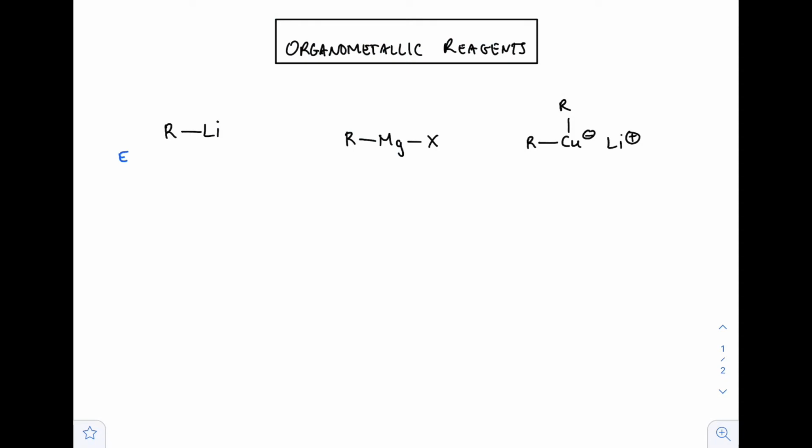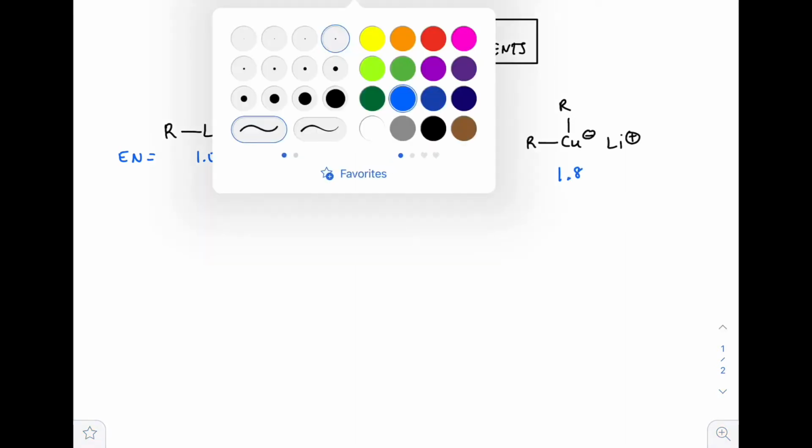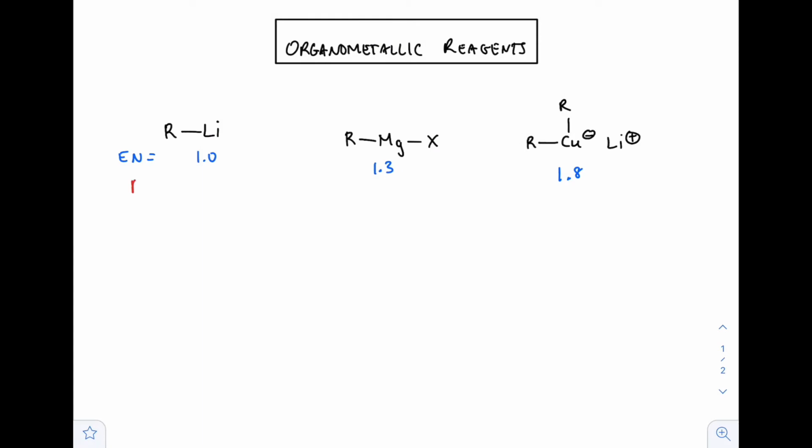Okay, so we've got our three super common organometallic reagents: lithium, magnesium, and copper. Really, the important thing that we want to point out is the difference in electronegativities of these, right? 1.3, and 1.8. And this is important because it creates a dipole between those R groups and those metals. And the R groups, of course, can be alkyl, aryl, allyl, and benzylic.